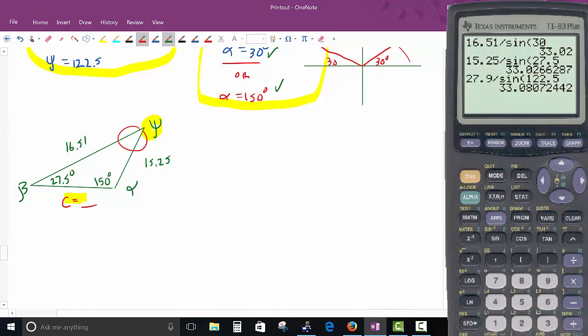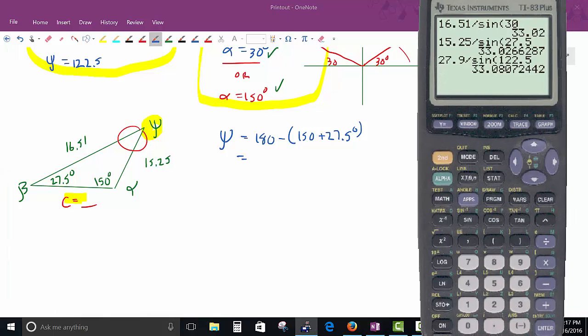Okay, so what I'm going to do is angle gamma is going to be 180 minus 150 plus 27.5. Now what will happen on this is, if we got a negative angle, then it would be a bad triangle. So every now and then you go on to solving the second triangle, but it can't exist because of a negative angle. So it takes you back to one triangle. So the math will kind of lead you through which case it is.